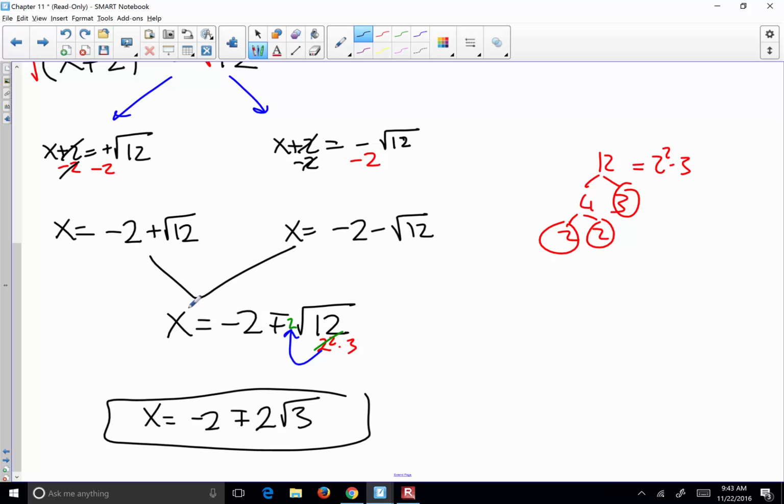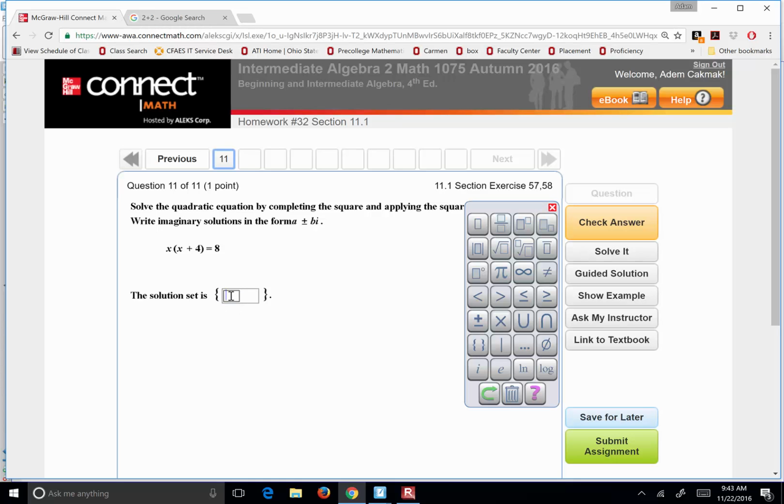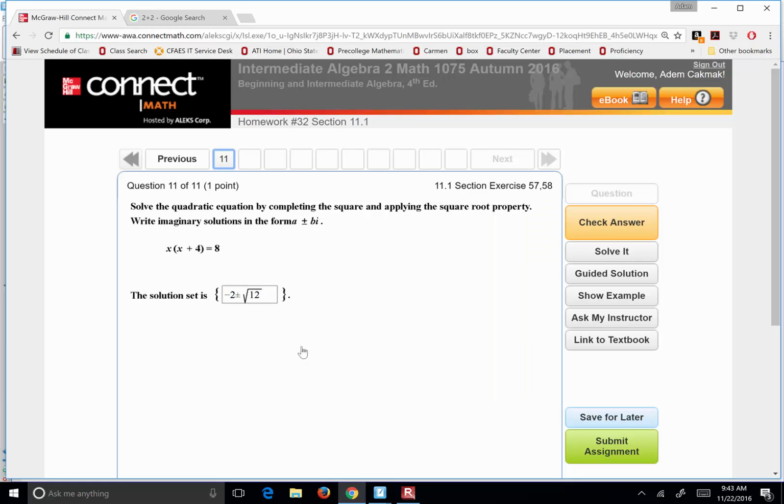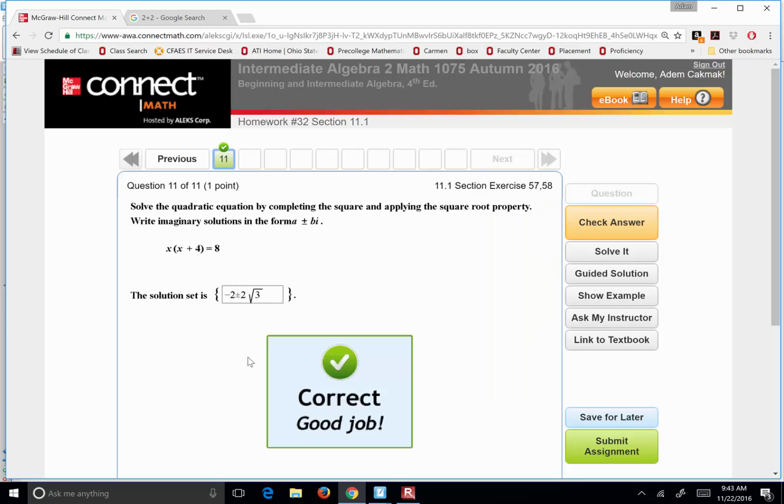But I'm just curious if it's going to accept this one. I want to try the first one first. It didn't, because it wants us to simplify as much as possible. So I will take 2 out and then 3 in. Yep, it likes this one better.